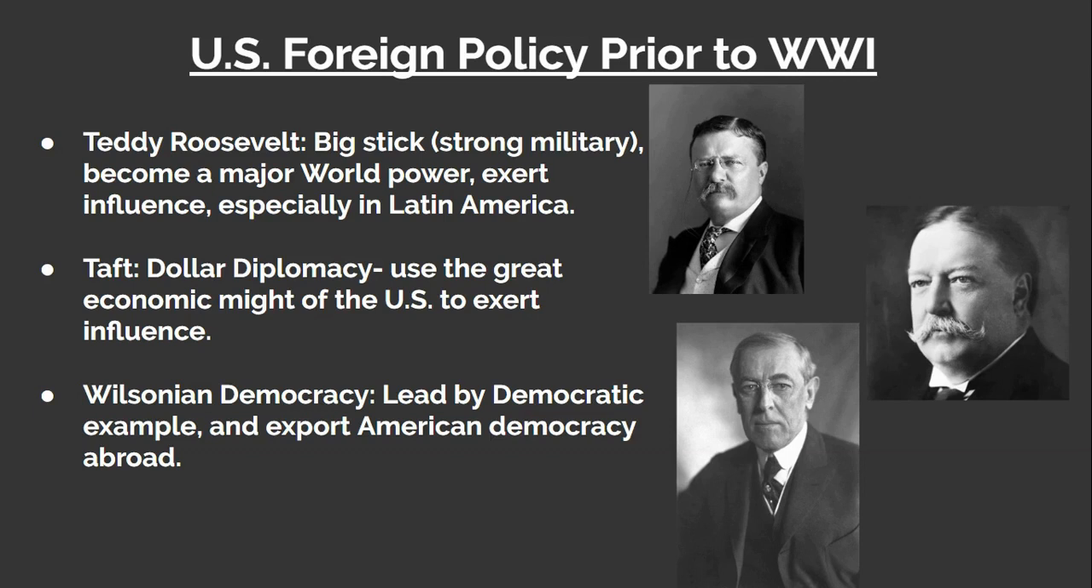Then the next president after him was Taft, and that was dollar diplomacy he used. So he wanted to use the great economic might of the United States to exert influence. By this point in time, America either has the strongest economy or the second strongest economy to Great Britain in the entire world. And so with that, both with our private business, but also our government, we're able to throw some dollars around the world and buy influence.